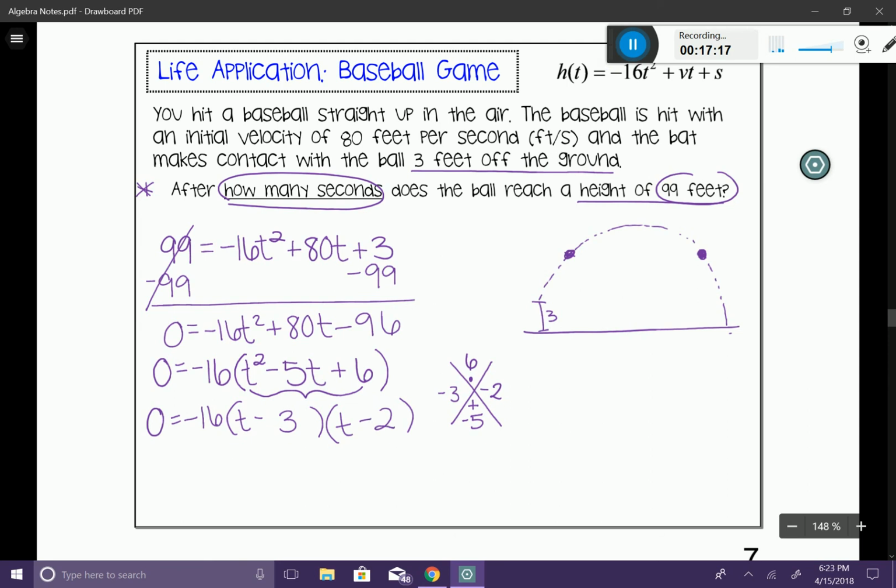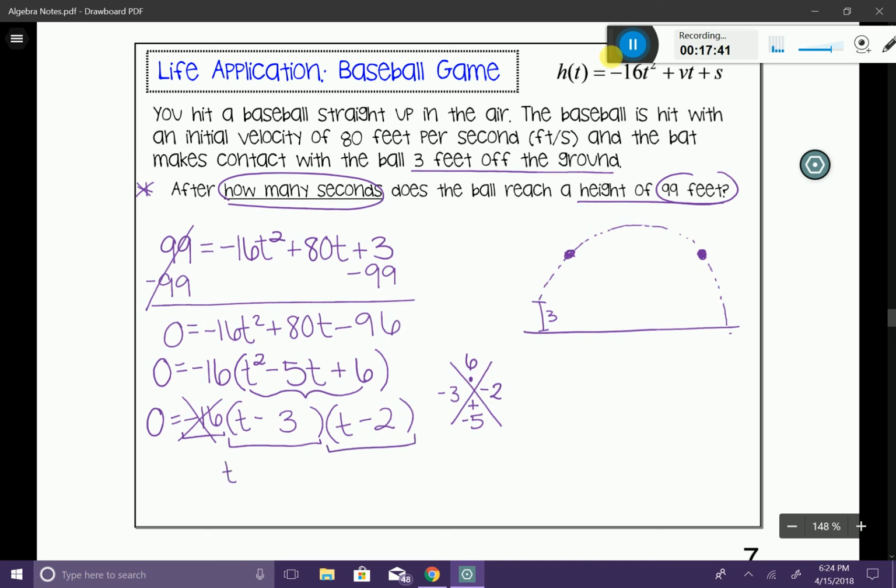Okay, at this point, now that we're factored, I'm going to go ahead and find my factors. Now, negative 16 is a factor of this quadratic, but it doesn't have a variable next to it, so I can't set it equal to 0 using that zero product property. So I'm actually not even going to use that negative 16. I am going to use my t minus 3, and I'm going to end up using my t minus 2.